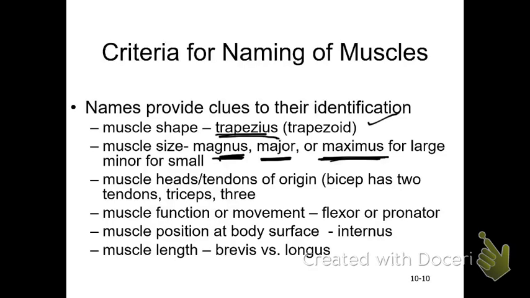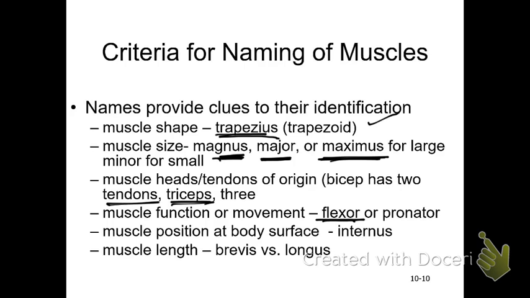You will see muscles named for the number of heads or tendons. So the biceps brachii has 2 tendons. The triceps has 3. Some muscles have the word flexor in them because that's what they do. They flex. The muscle, when it contracts, causes the skeleton to flex.